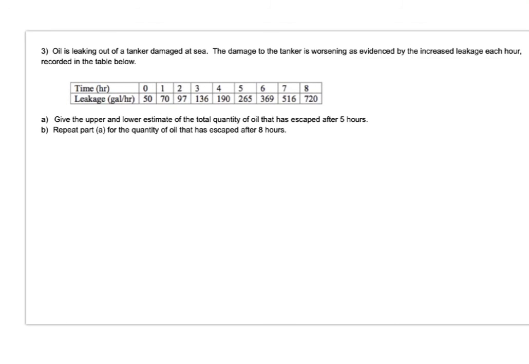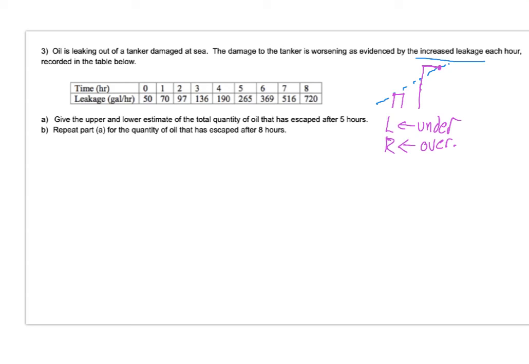All right, one more example. And here we've got oil leaking out of a damaged tanker. And we've got increased leakage each hour. So in other words, we would call this some kind of an increasing function. Thinking about this in this way, if we're making rectangles based on this, if I'm to do a rectangle from the left, it's going to be an underestimate. And if I do a rectangle from the right, it's going to be an overestimate. And that's because this thing is increasing because it's getting worse over time.